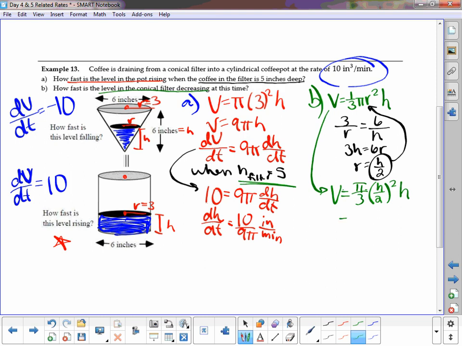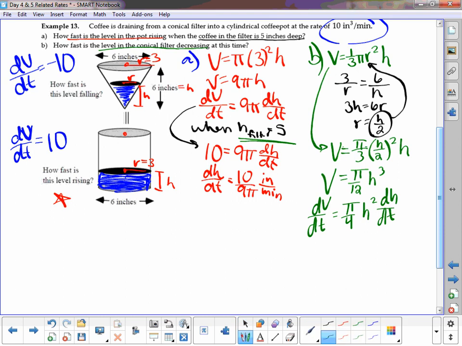Okay, so now let's just go and clean this up a little bit. So we have pi over 3, h squared over 4, so pi over 12, h squared times h is h cubed. Now we can see our equation is much nicer to work with. When we do our derivative, we will only have dV/dt, which we know, and dh/dt, which is what we're trying to find. Okay, so how fast is it decreasing at this time? So let's go into our derivative, dV/dt. Bring down my 3, so I get pi over 4 h squared dh/dt.